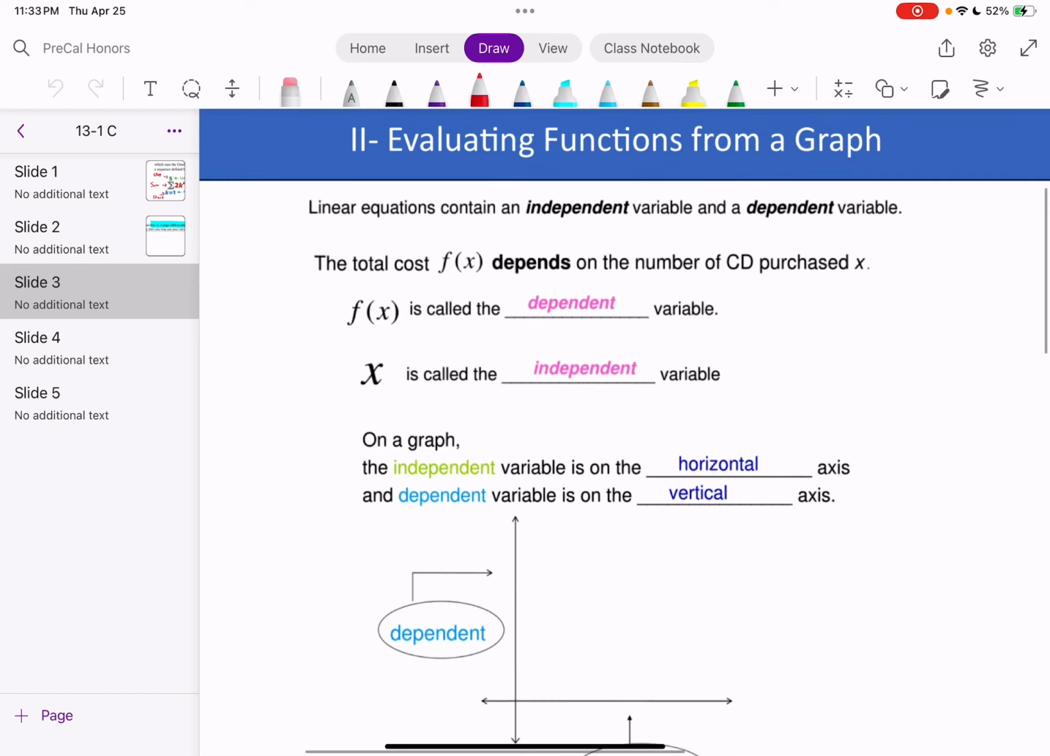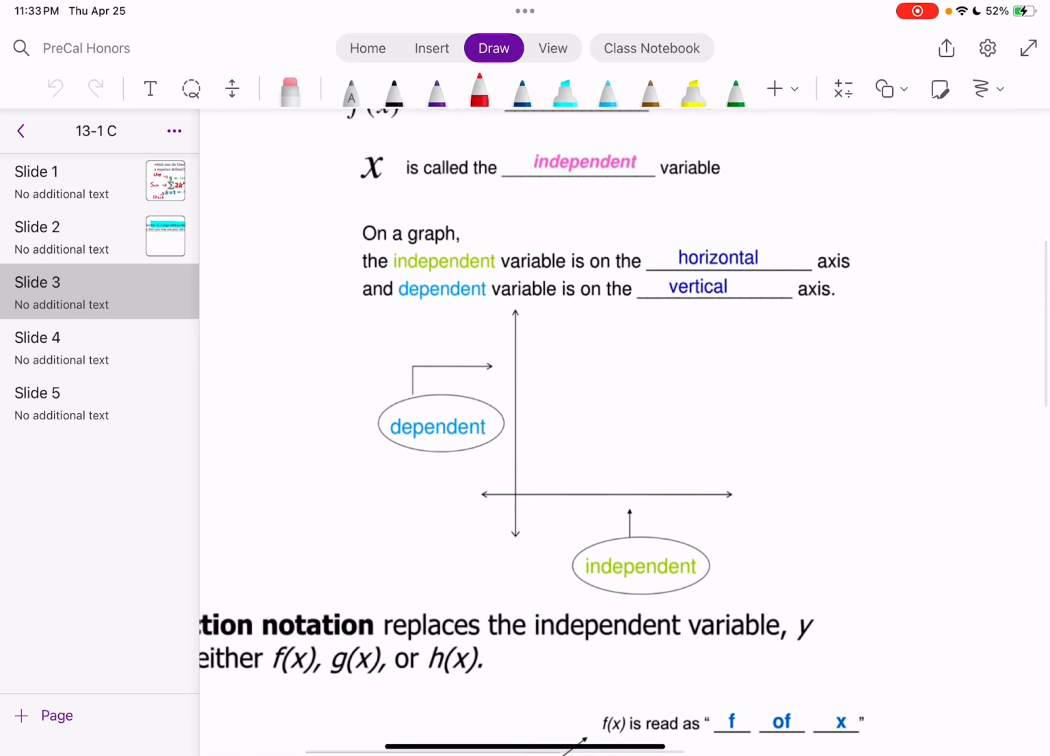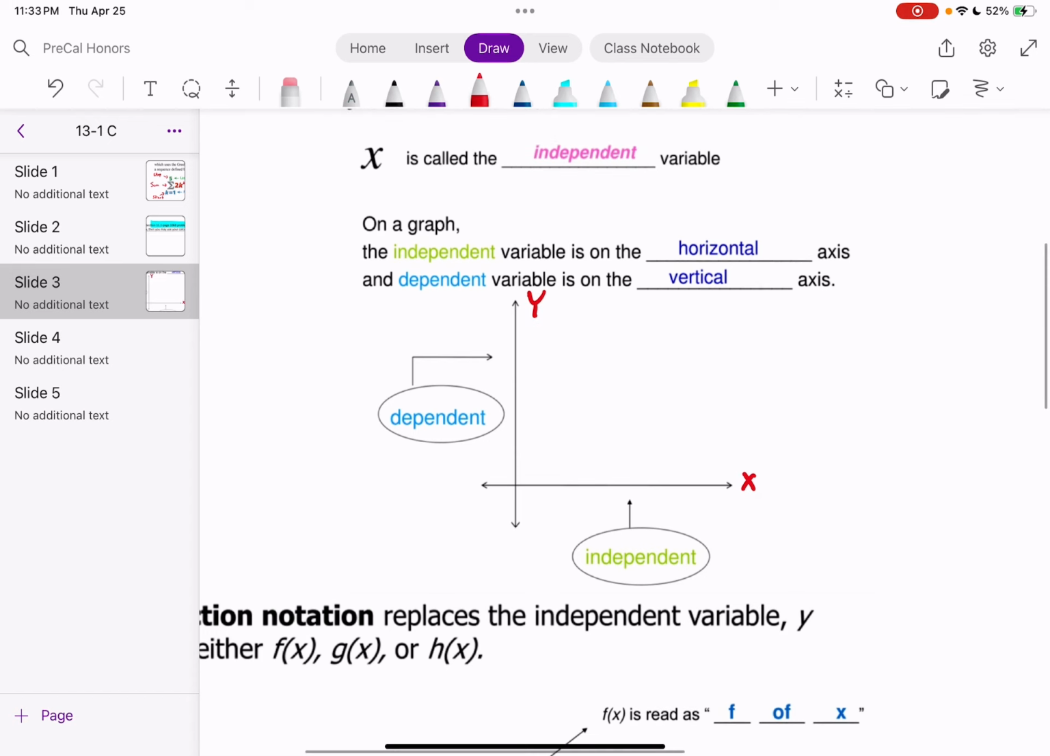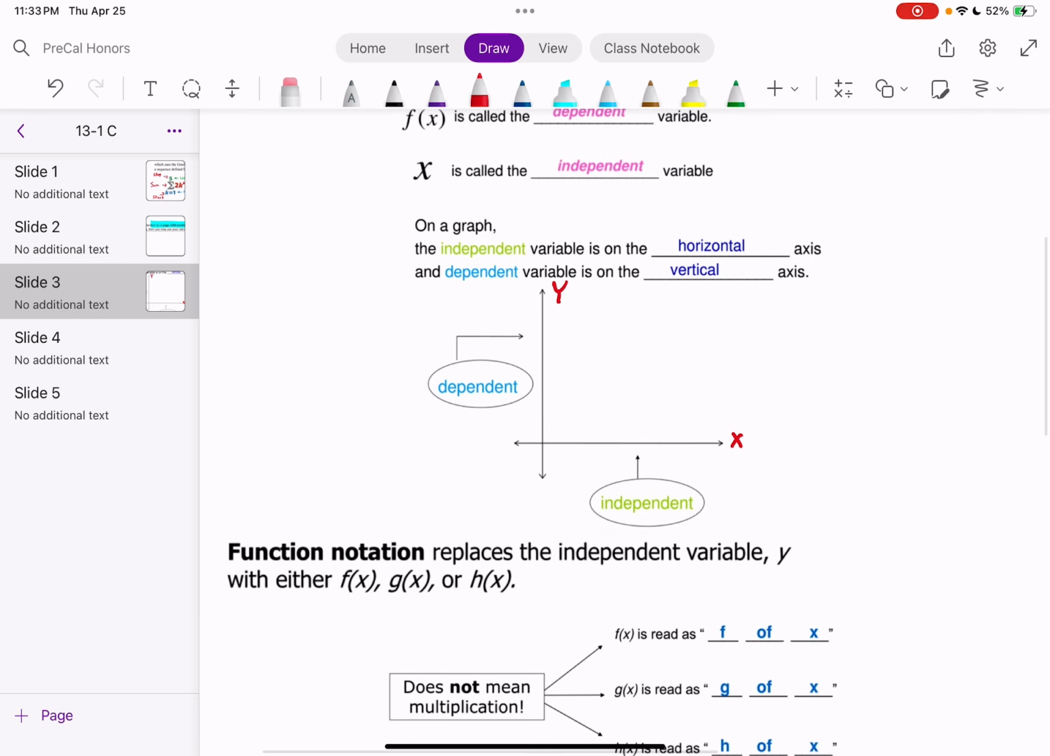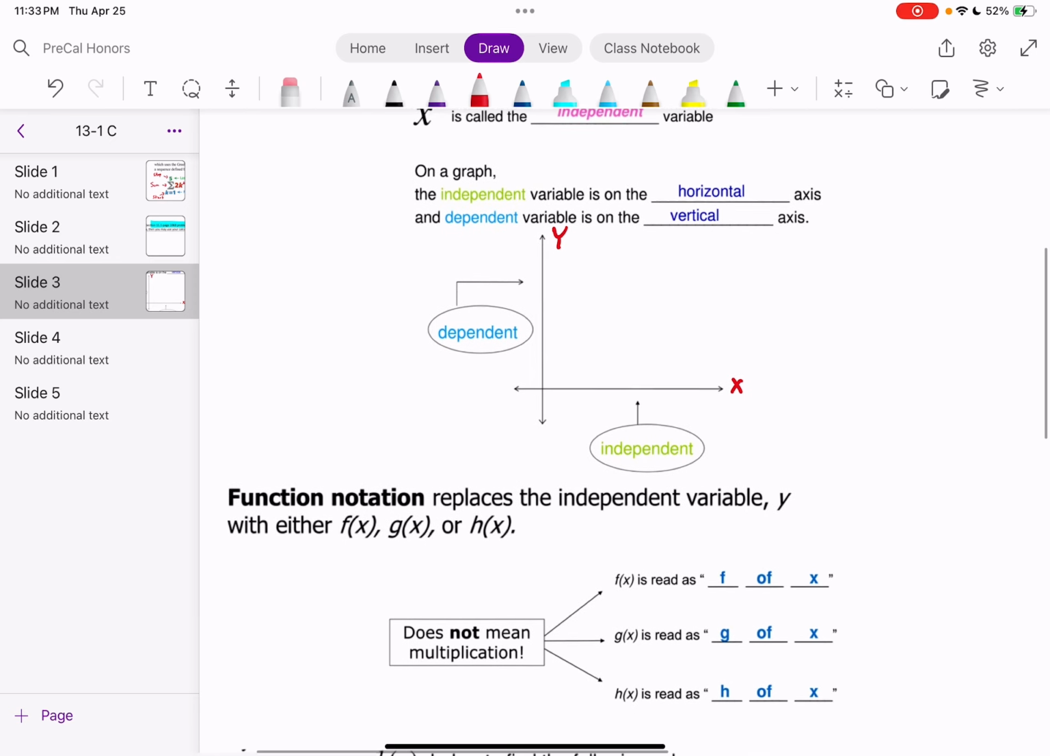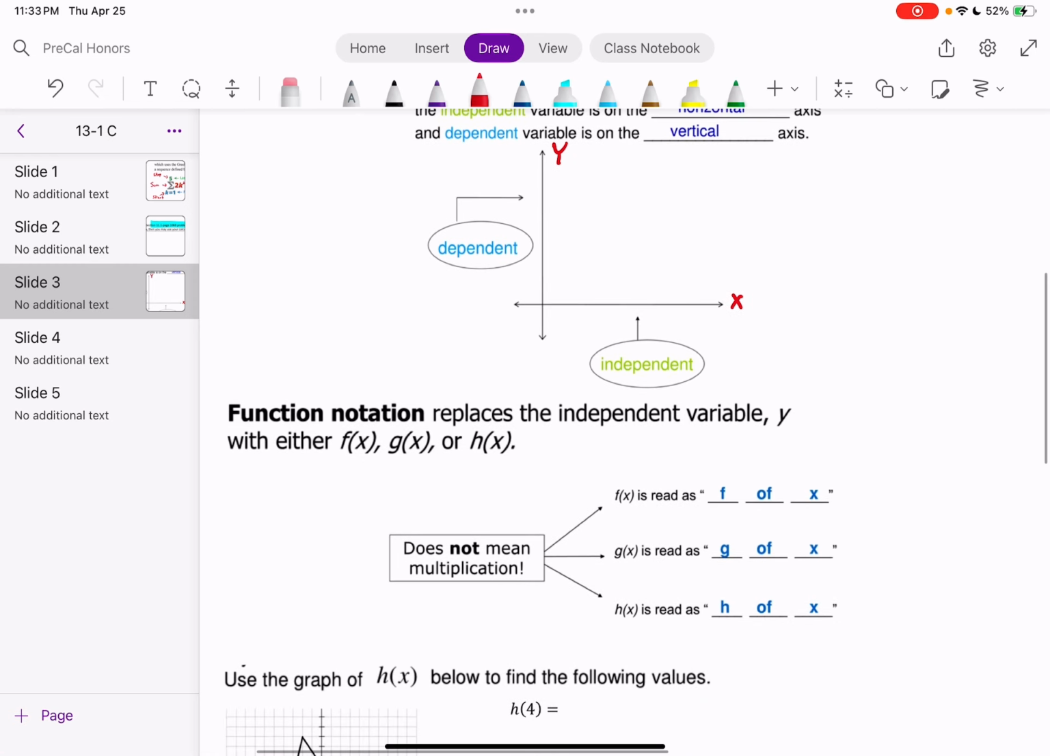When we're taking a look at a graph, you're going to have the independent on the x-axis and your dependent on the y-axis. Now, as we start going into function notation, keep in mind this is just understanding how we can go ahead and label each one of these functions. First function would be f of x. Second would be g of x. And the last one would be h of x.